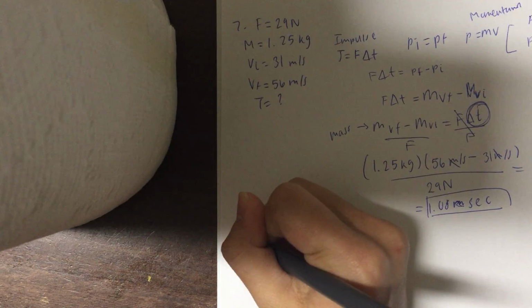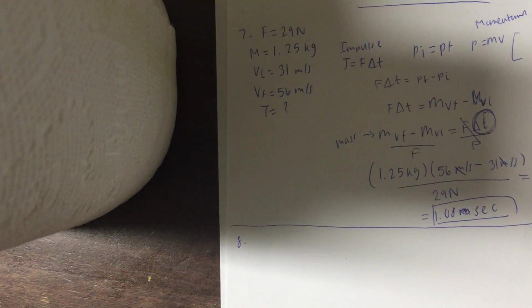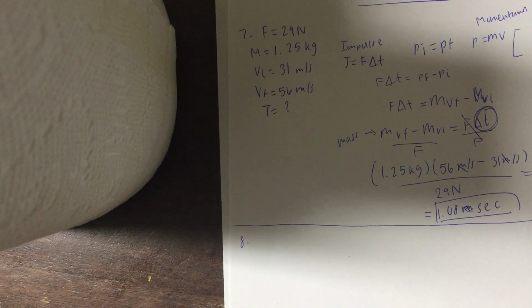Number 8, draw a line, let's do this. A baseball pitcher whose mass is 80 kilograms at the Galleria ice rink throws a 0.0145 kilogram baseball straight forward at 70 meters per second while on the ice from rest. What is the final velocity of the pitcher?